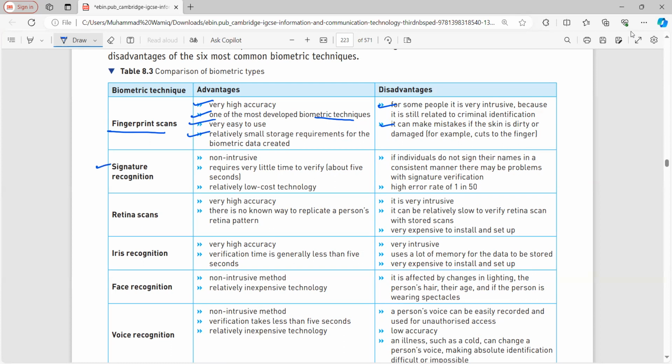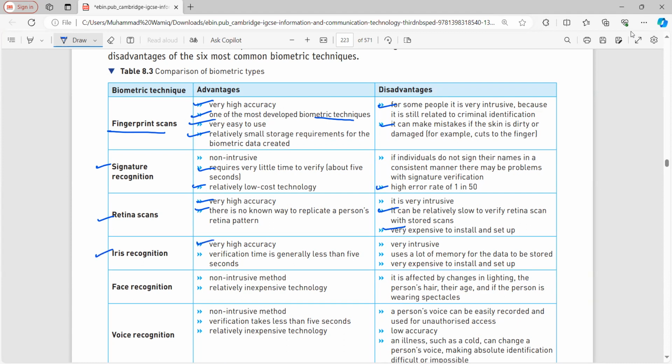Signature recognition is low cost and requires little time to verify. However, disadvantages can be that some people can copy the signature, and signatures are not always the same for each and everyone. Retina scan has higher accuracy. There is no way that they can replicate a person's pattern. Disadvantages include that it is quite expensive and slow to scan.